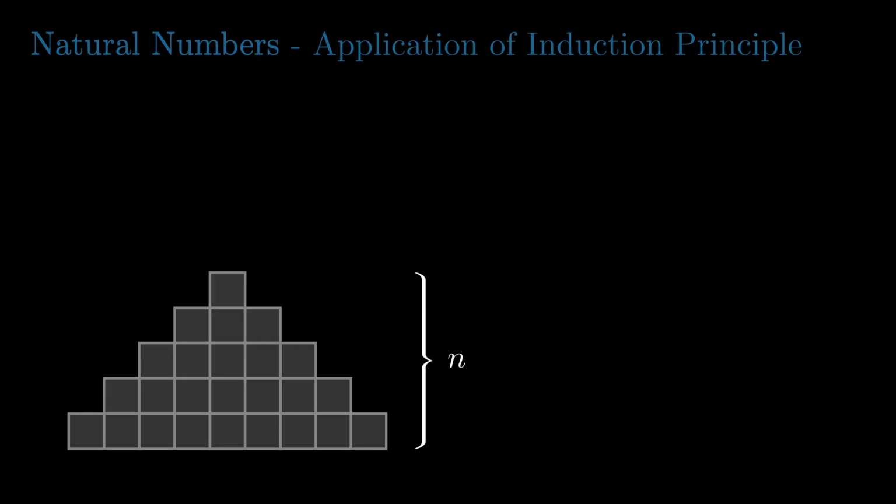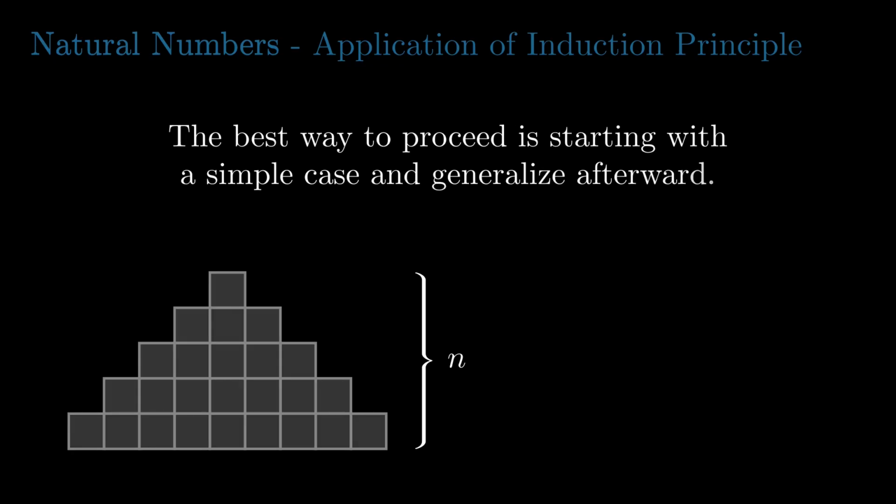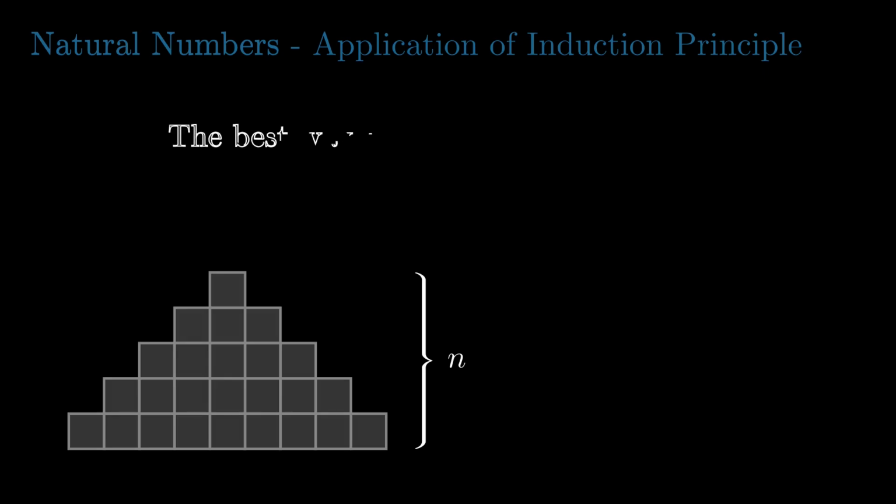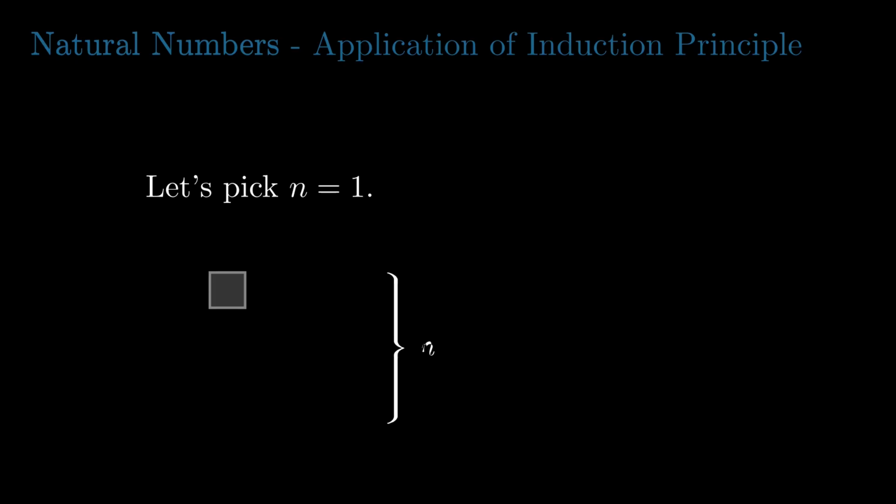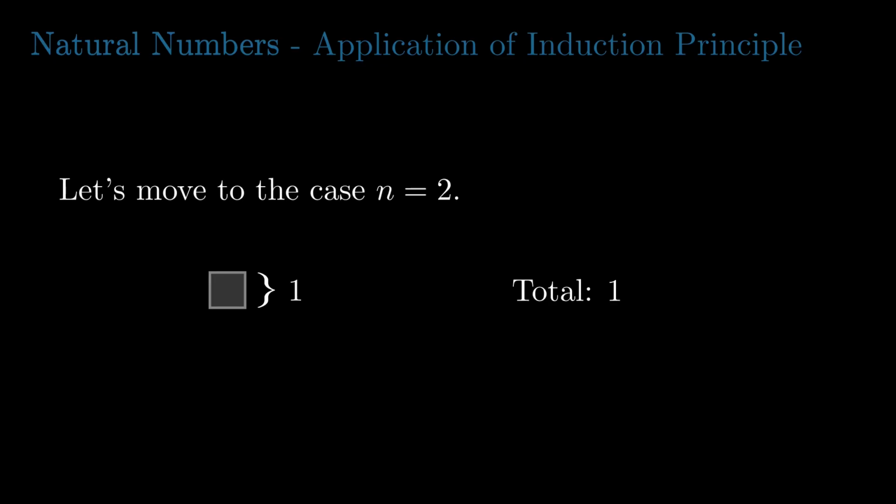Let's visualize our situation. The best way to proceed is starting with a simple case and generalize afterward. So, let's pick n equals 1. Now, the total number of tiles is just 1. So, let's move to the case n equals 2. In this second scenario, we got a little pyramid.